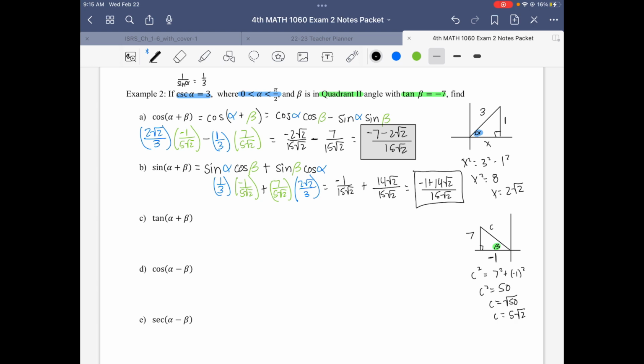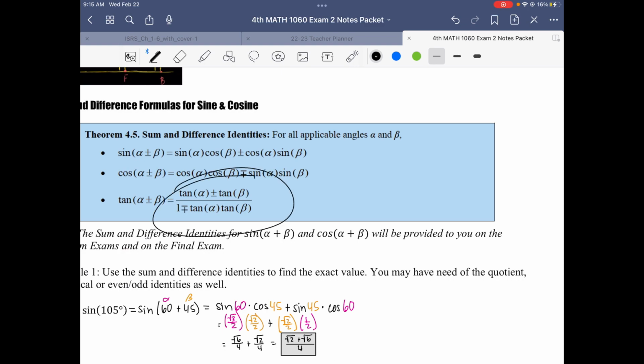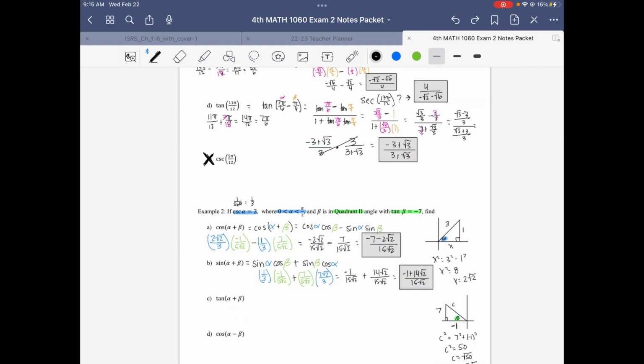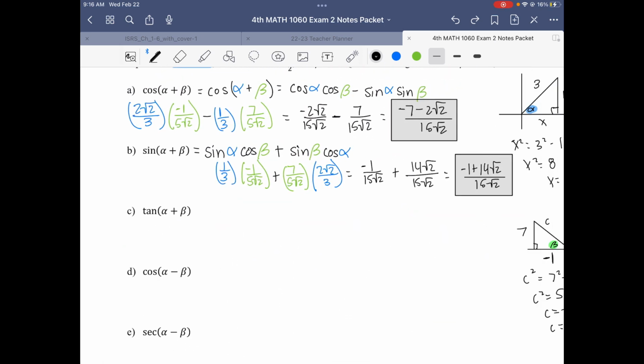Next thing it asks us for is tangent. You could use the formula. I gave you a formula for tangent right here, and you're welcome to use that. However, we also know that tangent is equivalent to sine over cosine of whatever's inside there.